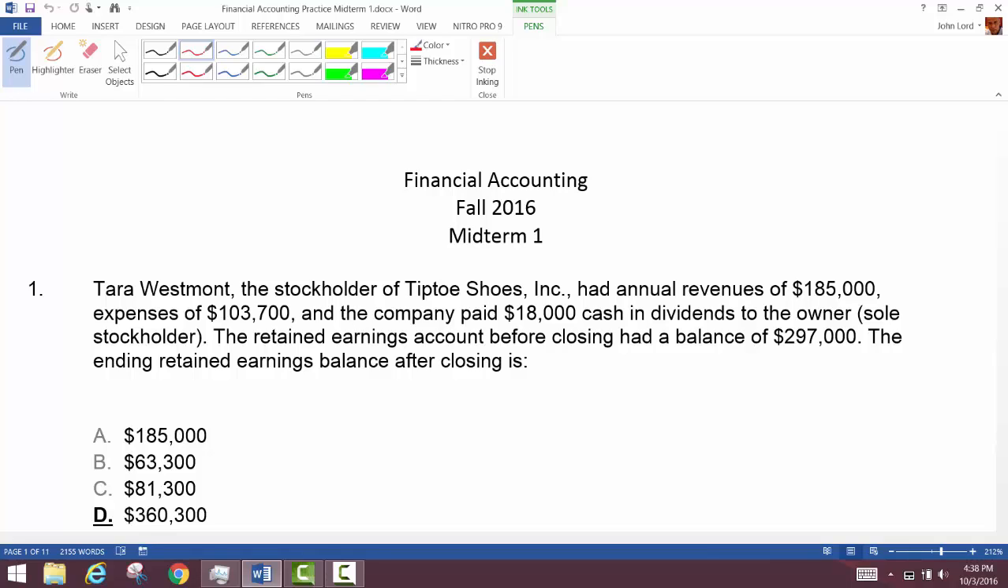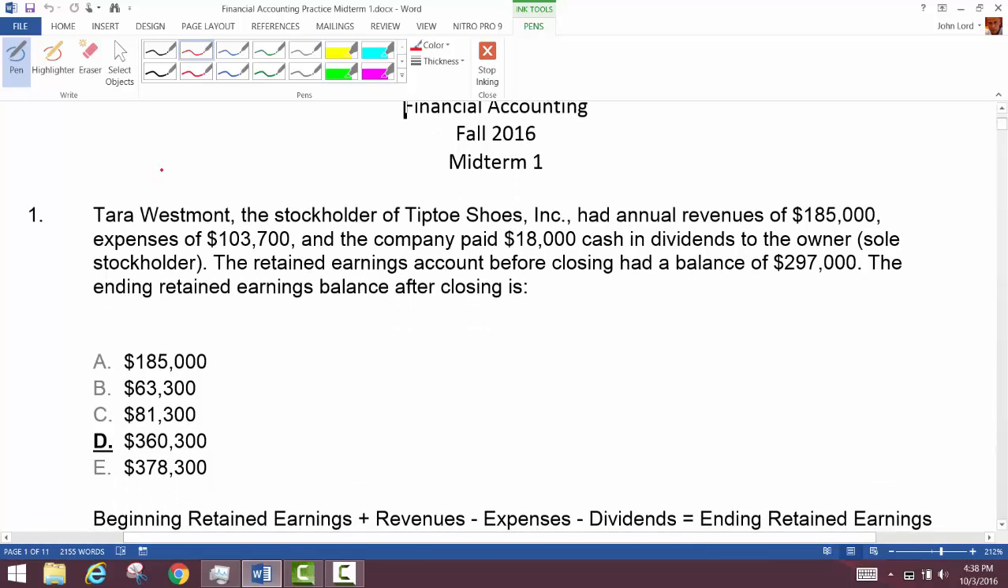Okay, so let's just go ahead and take a look at this first one, and we've got the revenues versus expenses, and they give us a beginning balance in retained earnings, and they want to know what the ending balance of retained earnings should be. So the way I would set these problems up, if I was taking this test, is if they told me that there was a beginning balance in retained earnings of $297,000, I would start with that, and then I would go ahead and I would add what?